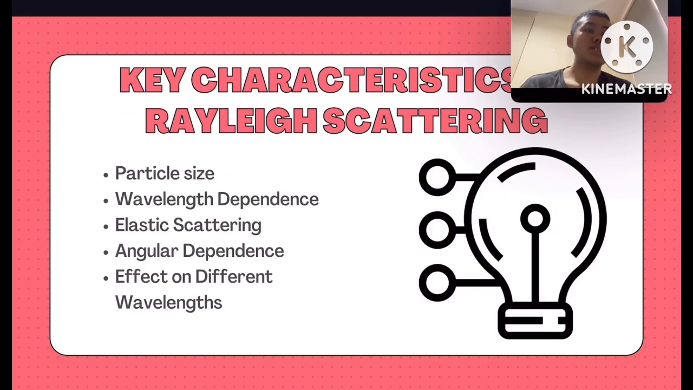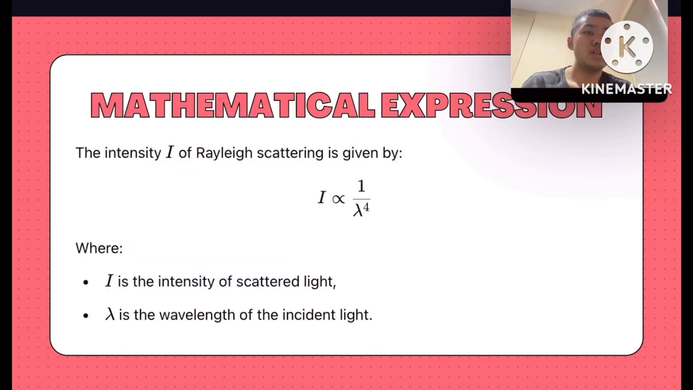Key characteristics of Rayleigh scattering: particle size is smaller than the wavelength; intensity is inversely proportional to wavelength to the power 4; it is elastic scattering; angular dependence; and effect on different wavelengths.